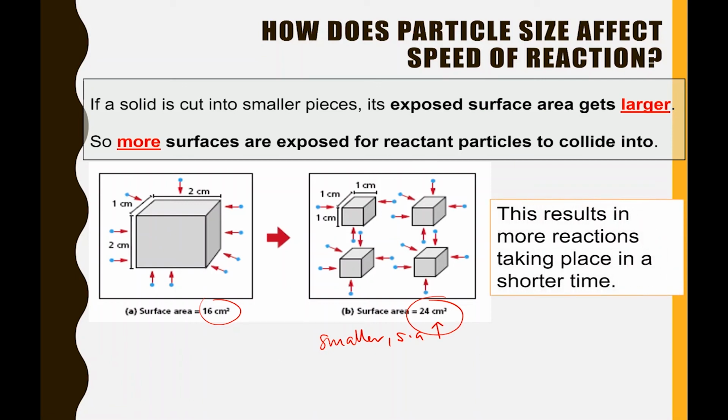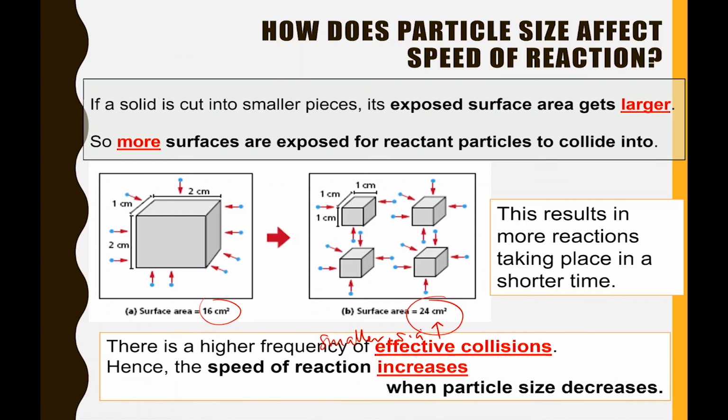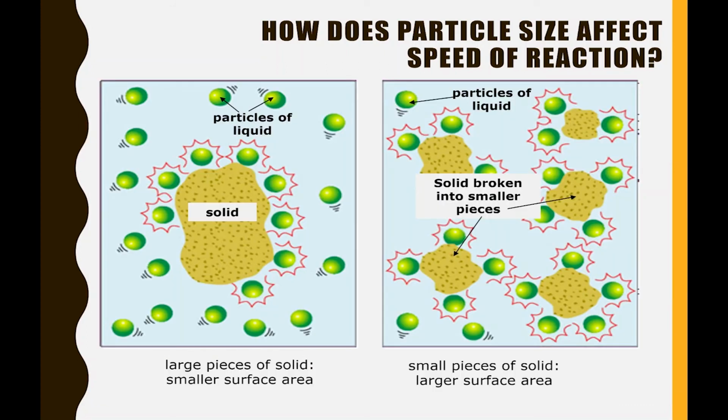Which results in more reactions taking place in a shorter time. Can you see all these arrows? The reactants are able to attack in more area. So there is a higher frequency of effective collisions and the speed of reaction increases. This is another example. I would suggest that you copy this down. The small little circles are particles of liquid, and the big part is the solid.